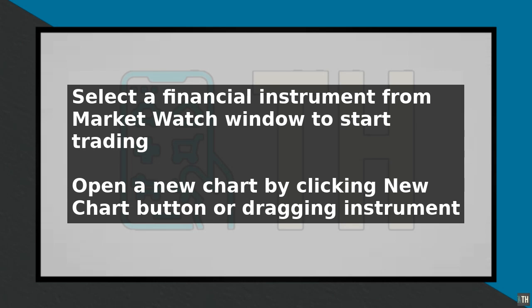make informed trading decisions. To place a trade, click the New Order button and select the type of order you want to place, such as a market order or a pending order. Enter the required information, such as the volume and stop loss, and click the Place button to execute the trade. You can monitor your open trades and account balance in the Trade and Account windows.